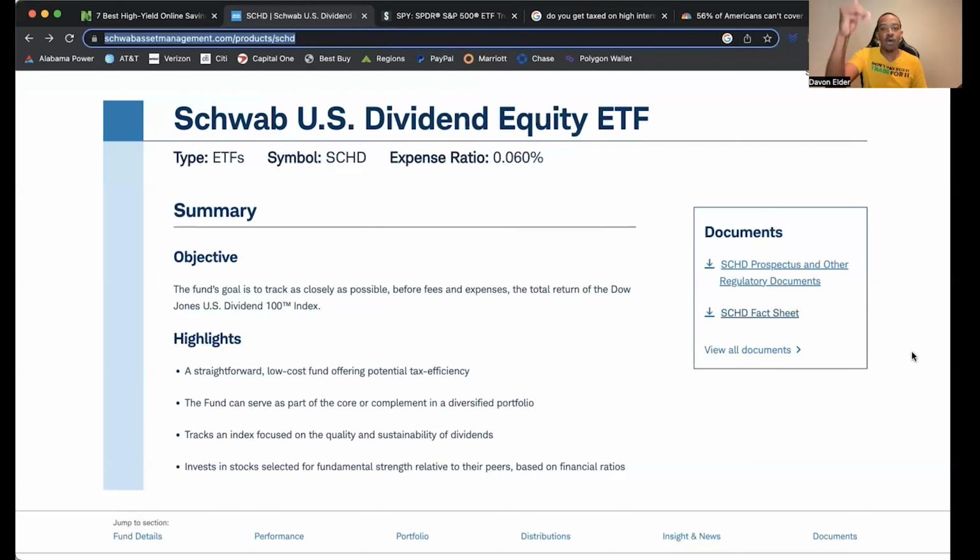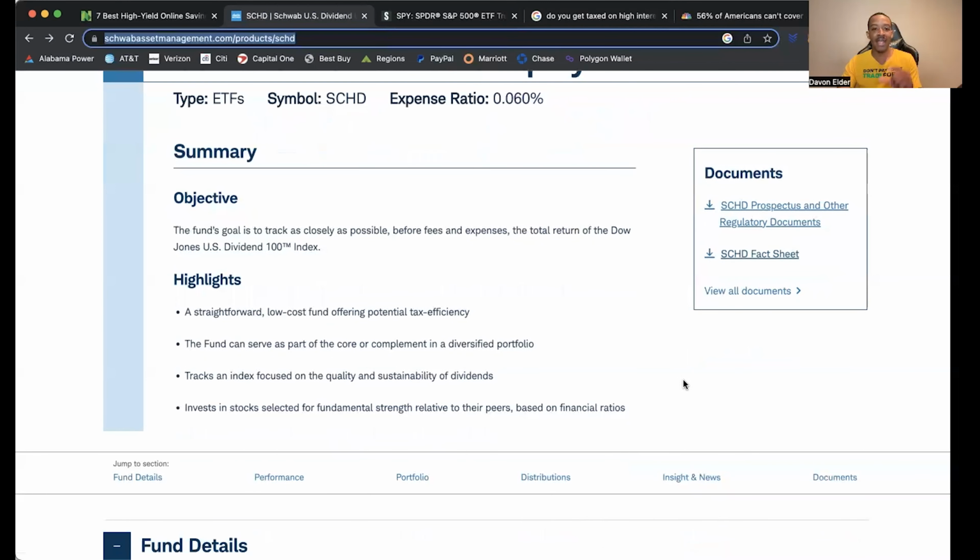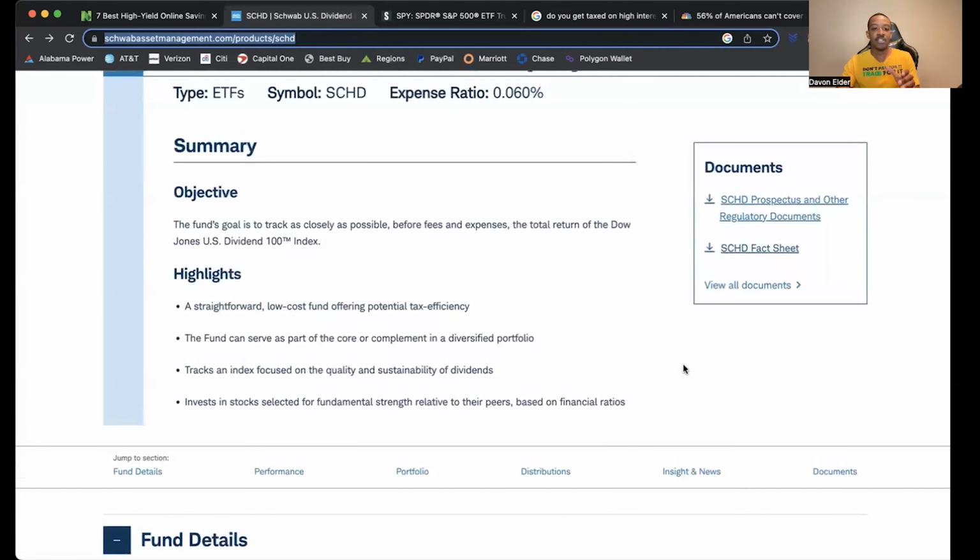Now, let's talk about what this ETF is and why I believe it could be utilized as a pretty good savings account. What's the objective? The fund's goal is to track as closely as possible, before fees and expenses, the total return of the Dow Jones US 100 index. It's a straightforward, low-cost fund offering potential tax efficiency.